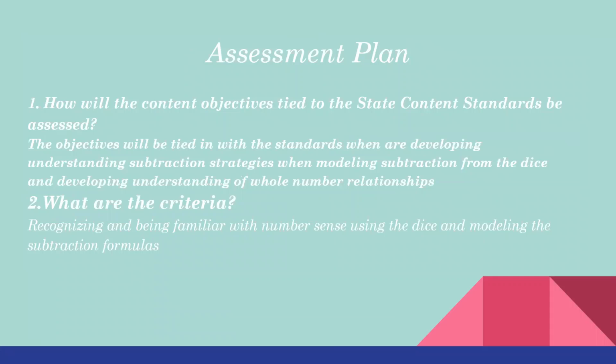And the assessment plan. How will the content objectives tied into the state content standards be assessed? The objectives will be tied in with the standards when they're developing understanding of subtraction strategies, when they're modeling subtraction from the dice, and developing understanding of whole numbers and their relationships. And then what's their criteria? Their criteria would be recognizing and being familiar with number sense, using the dice, and modeling subtraction formulas.